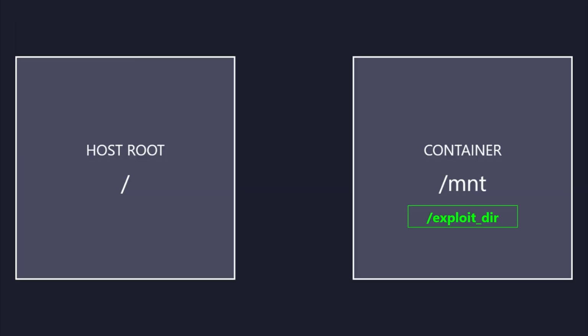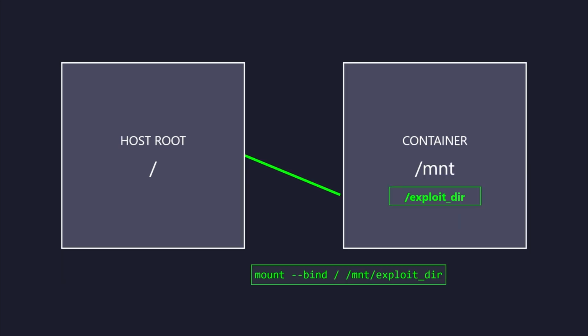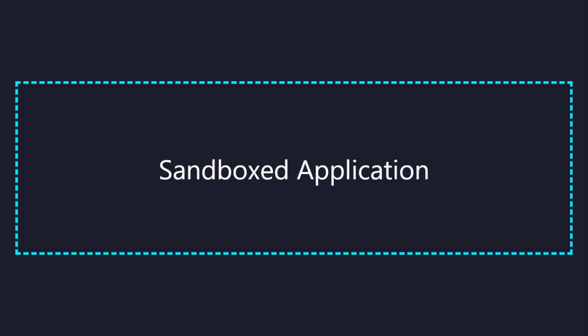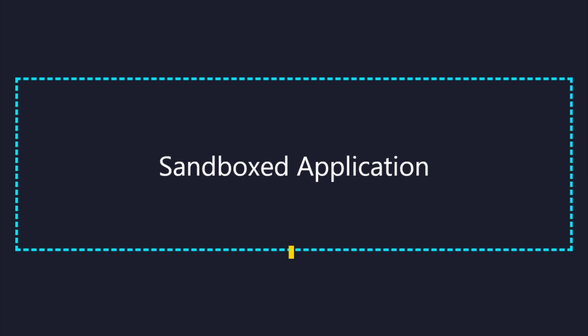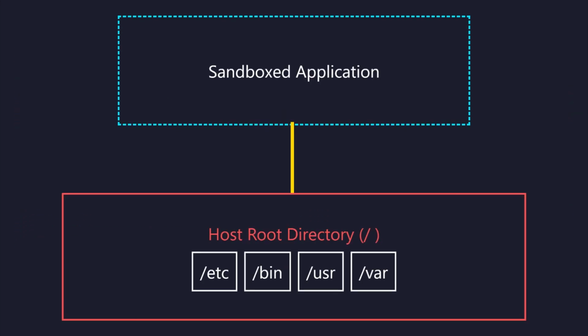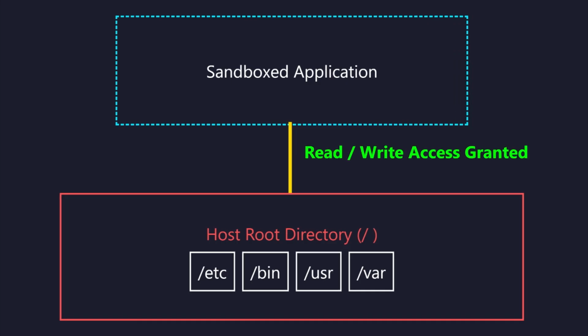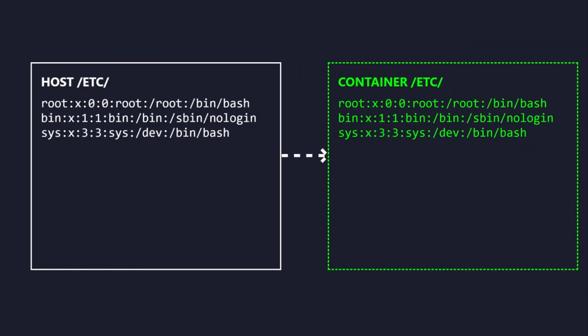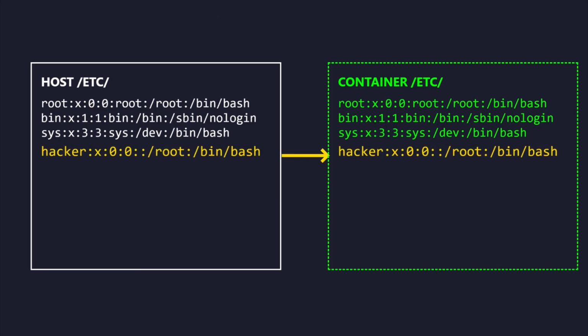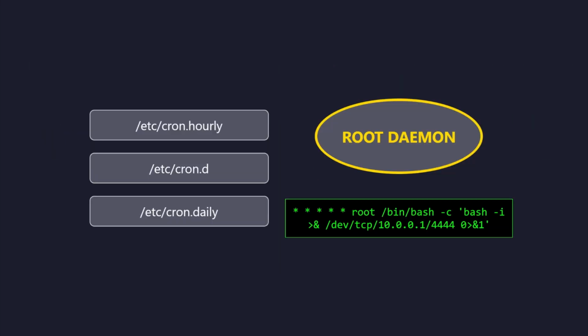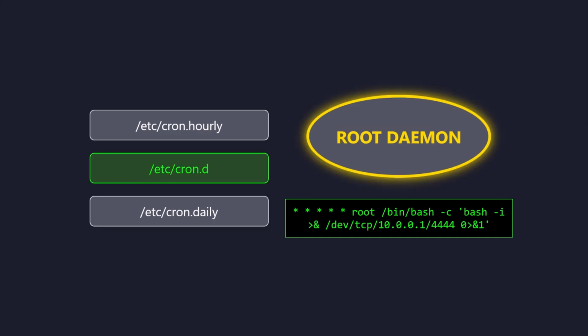We can create an arbitrary directory inside the container and directly mount the host root partition using standard file system layout parameters. Once mounted, the entire host operating system directory structure is fully readable and writable from within the supposedly sandboxed container application. An attacker can append a new privileged user entry directly into the mounted host writable password and shadow configuration files. Alternatively, writing a malicious reverse shell command string into the host cron scheduling directories ensures execution by the host system root daemon.